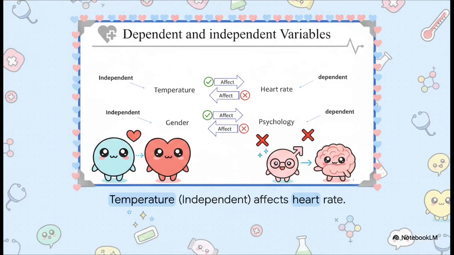To ground this in a real clinical setting, just consider a patient's core body temperature. If the temperature rises, it acts as the independent factor, which directly influences and alters the patient's heart rate. The heart rate, therefore, is our dependent variable. Similarly, a factor like gender might act as an independent variable affecting certain psychological outcomes. The independent variable is what dictates the action, while the dependent variable provides the measurable reaction.